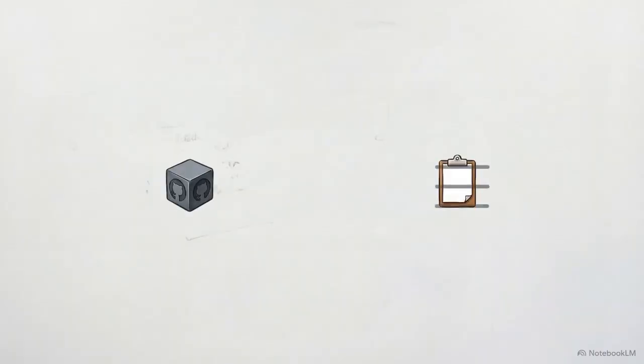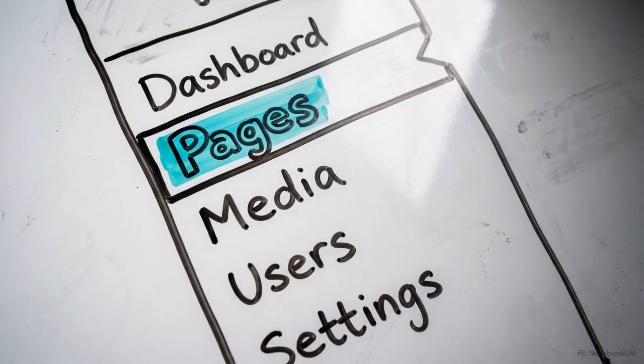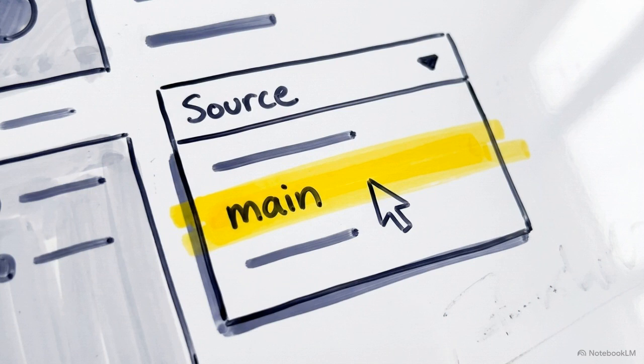Step 1 is preparing your repository to accept automated deployments. Open your repository on GitHub, click on the Settings tab near the top right, and then find the Pages menu down in the left sidebar. Looking at this Pages settings screen, you need to tell GitHub where to look for your code. Under Build and Deployment, set the source dropdown strictly to your main branch.